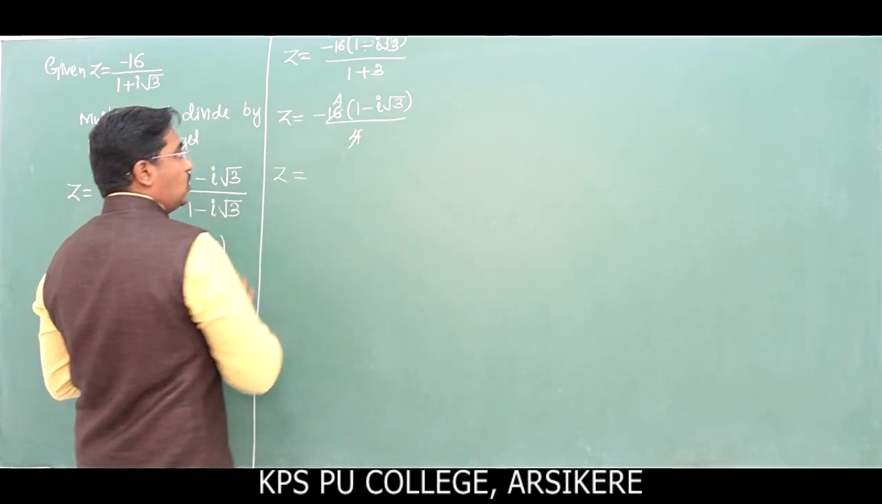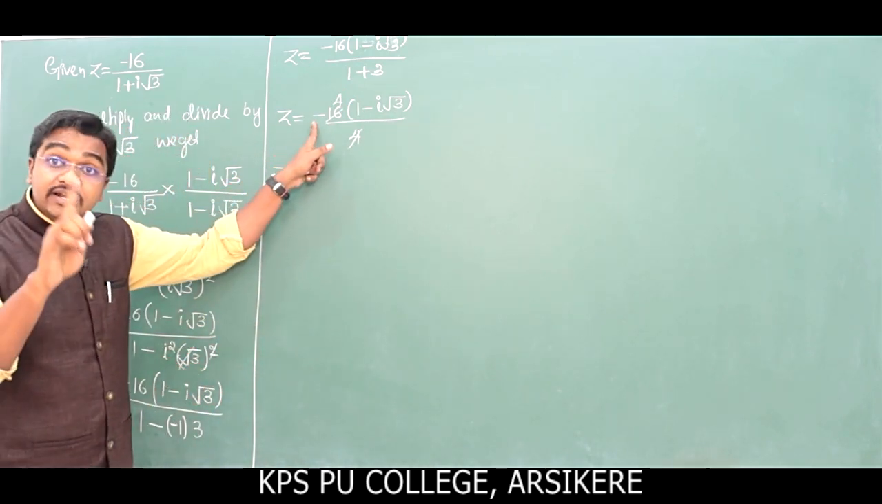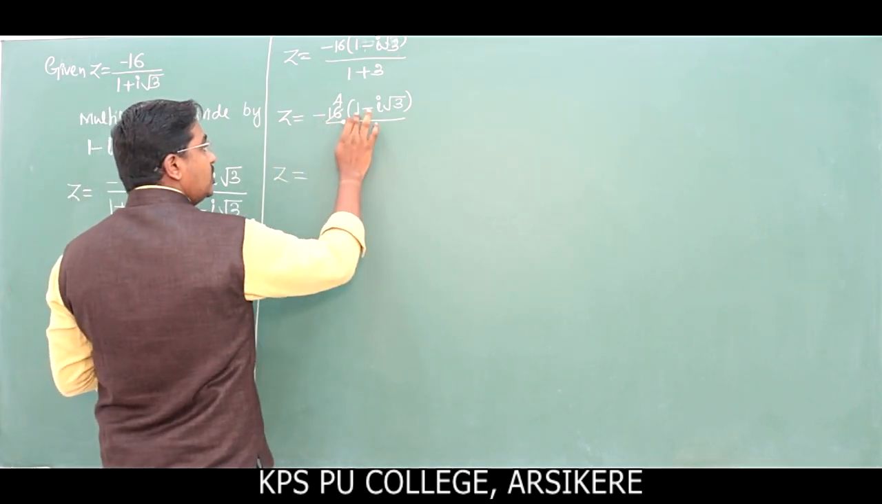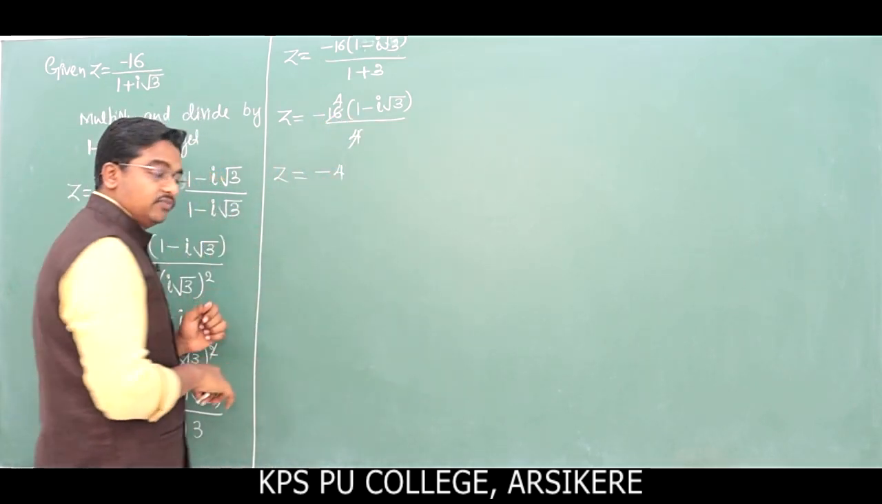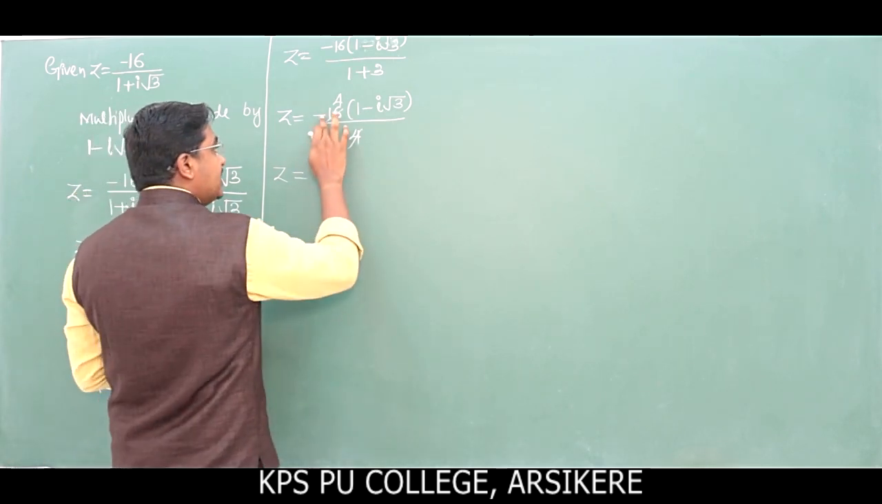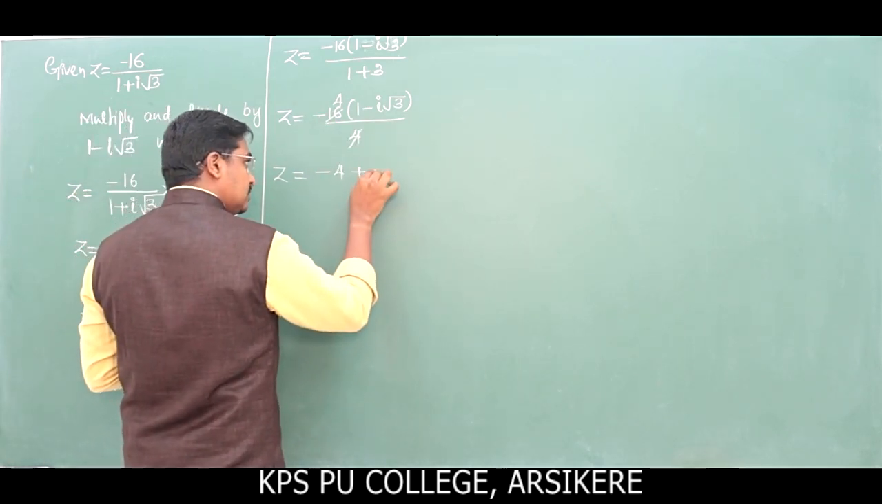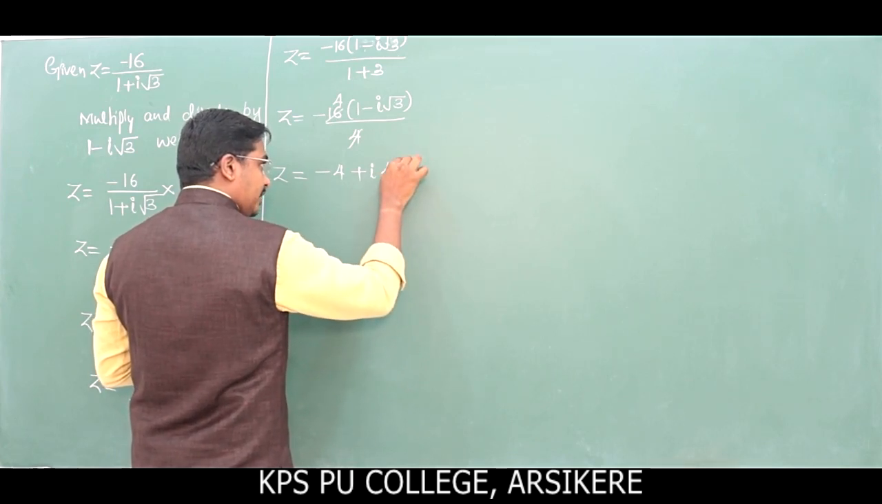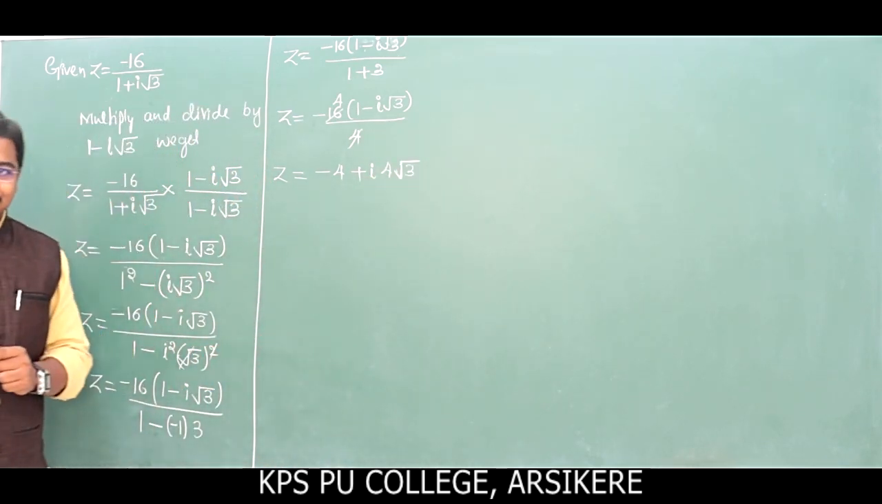So z is equal to, what will be left here? Minus 4 ಇದೆ. Multiply for all the terms. So minus 4 into 1 is minus 4, minus into minus is plus i times 4 root 3.